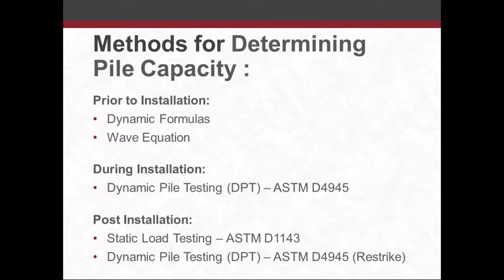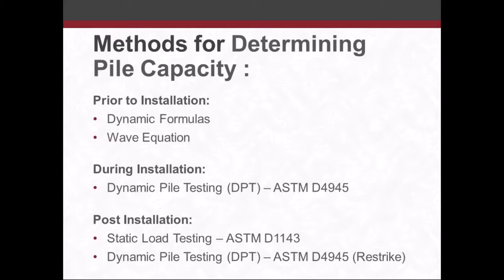Some of the methods we have to determine pile capacity prior to installation are dynamic formulas and wave equations. I'll go into these in a little more detail, but per the Federal Highway Allowable Stress Design, the safety factor using dynamic formulas is 3.5, whereas with wave equations it's 2.75. So the dynamic formulas are not a very good method for evaluating pile capacity prior to installation.